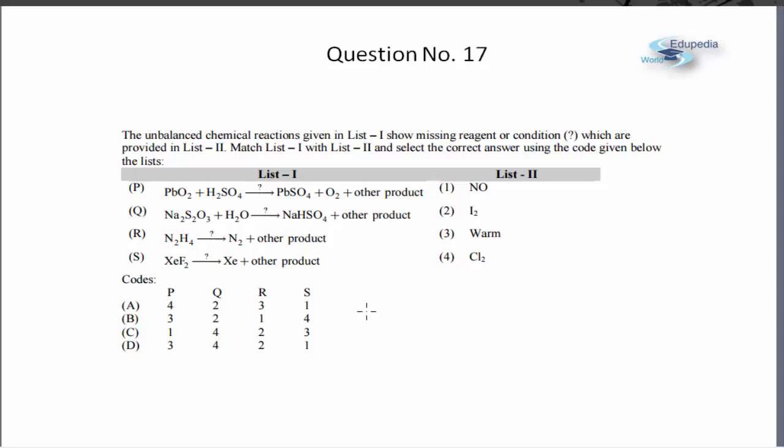First, let us look at reaction P. Now in reaction P, it says that PbO2 plus sulfuric acid. Now this is a very standard reaction from NCERT, because as we all know, amongst the given options, this particular reaction is complete as far as reactants are concerned, so we don't need to add NO or I2 or Cl2. So the only option in this case would be heating.